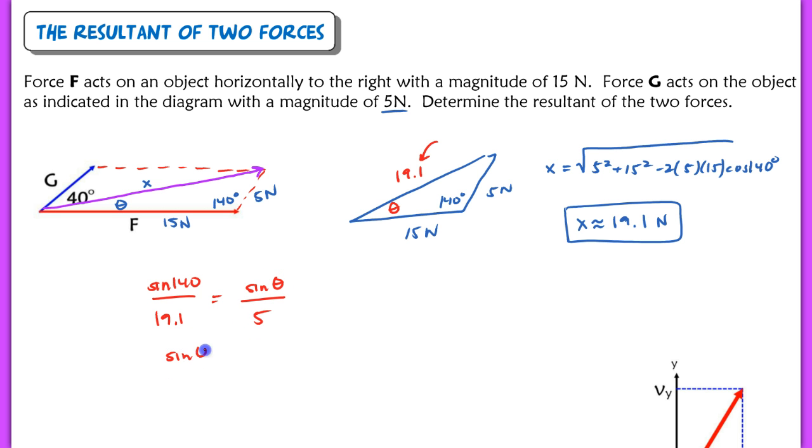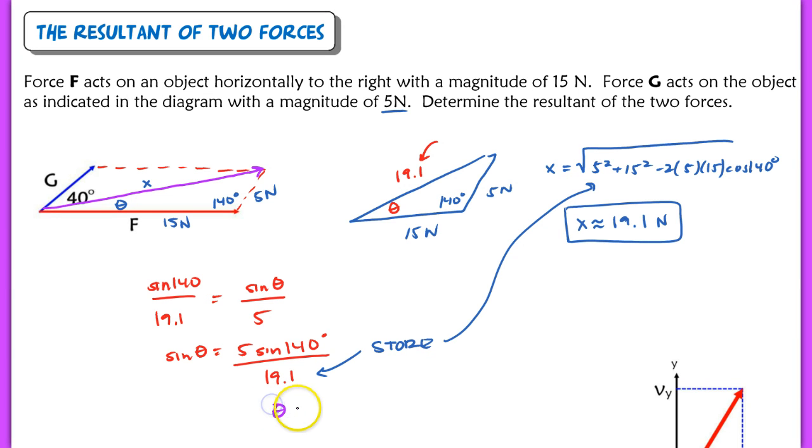So the sine of theta is going to equal 5 times the sine of 140 degrees over that 19.1. Please make sure that you've stored this in your calculator, or you have to type all of that back in. But if you don't, then you're going to end up with a measure that's off by a certain tenth or hundredth. So please make sure you're storing those values.